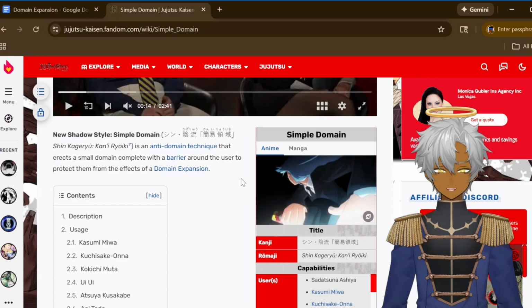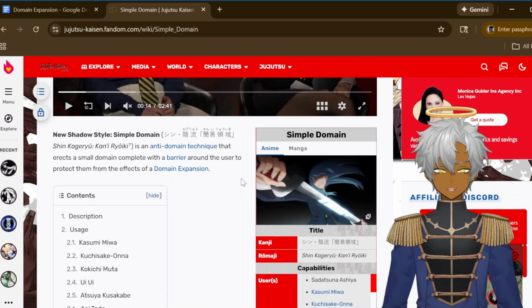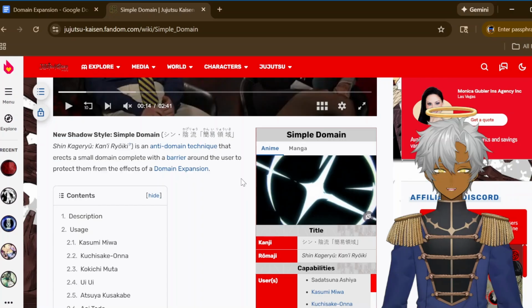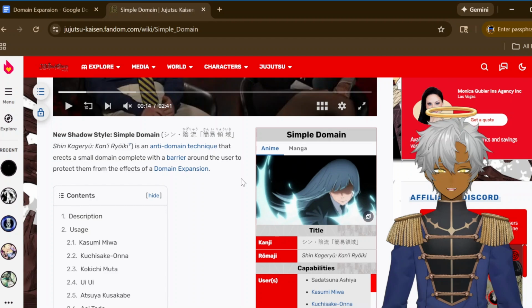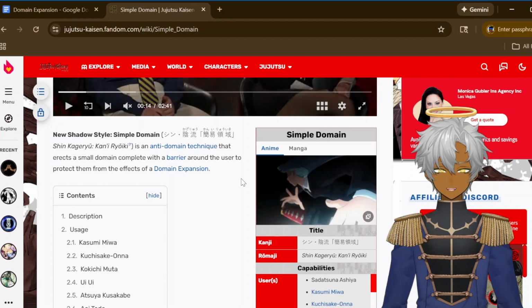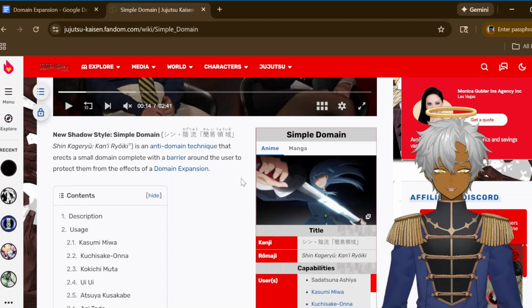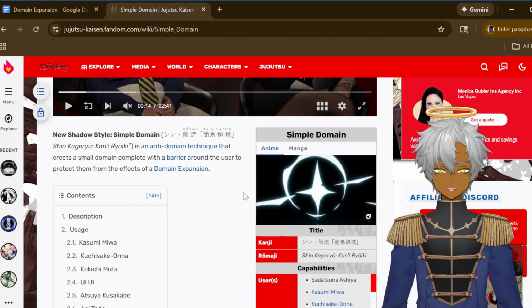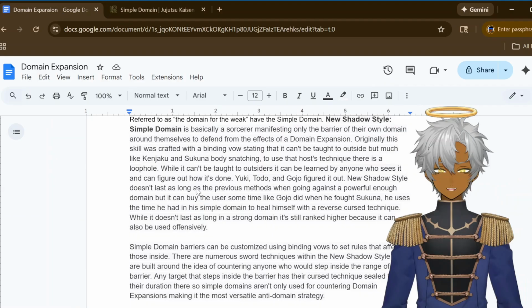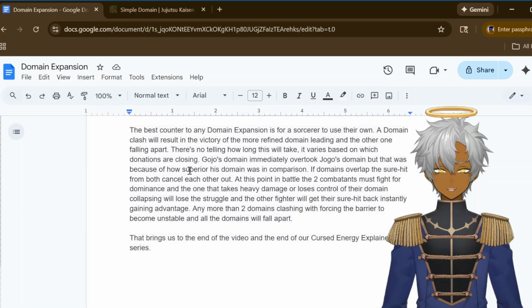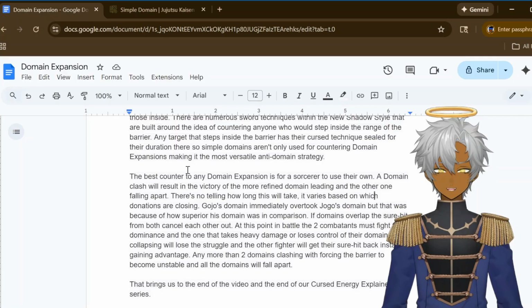domain expansion to be curse speech, and then he can utilize curse speech to tell his opponent to do literally anything. Like once their simple domain is over, he could say grovel, and then they'll have to bow down to him, in which case he'd be able to kill them. I'm just making stuff up, well, not making stuff up, but explaining how this works, and you get the point.